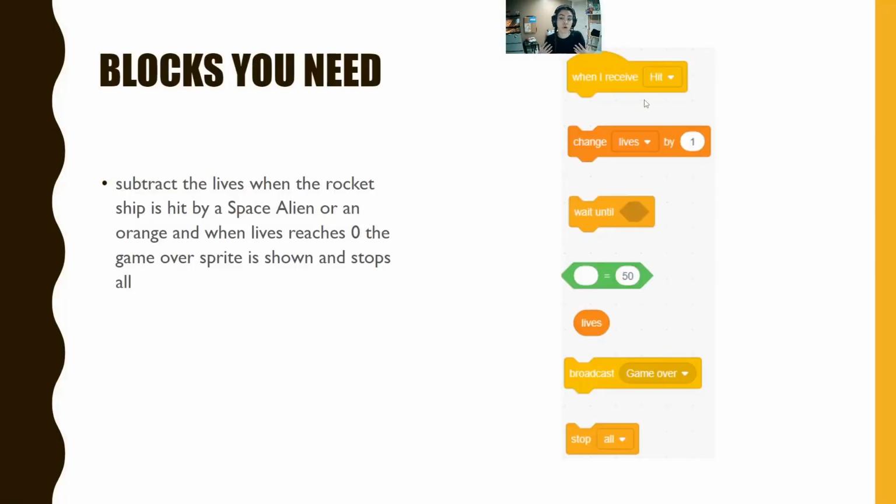So we need more blocks for this scenario. That way when we, as the rocket ship, get hit by the alien or the orange, and when the lives reaches 0, the Game Over sprite will show and it has stopped all. So these are the blocks you'll need. Feel free to figure out how we can rearrange these blocks.